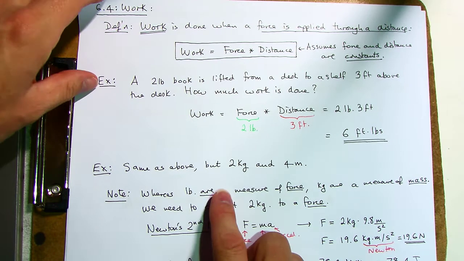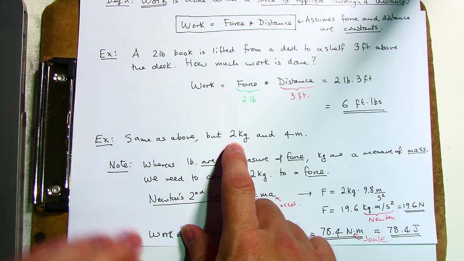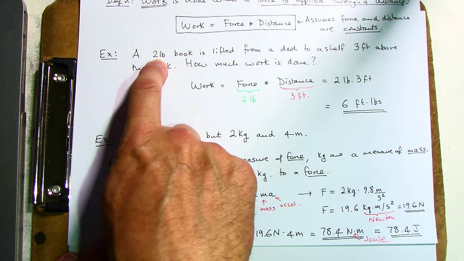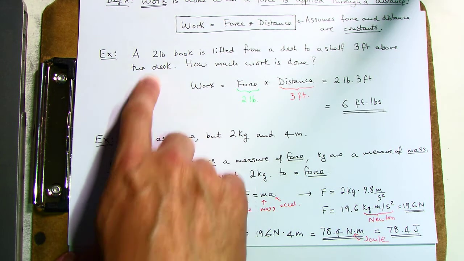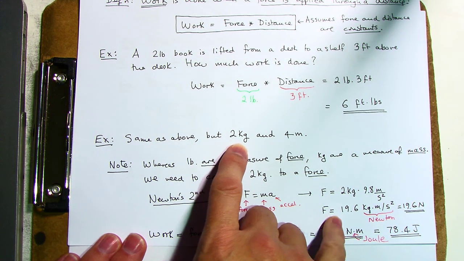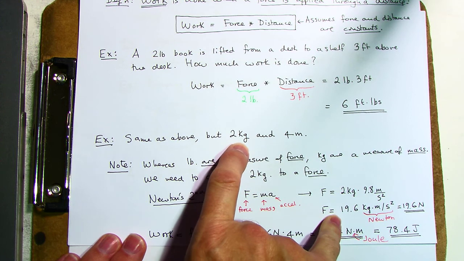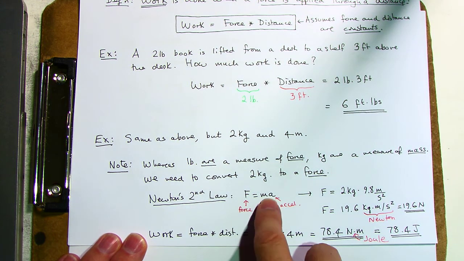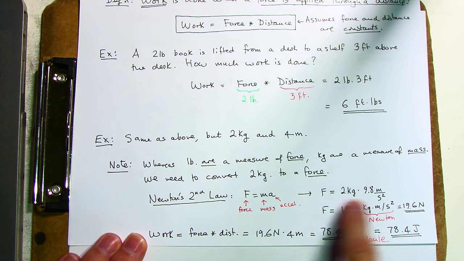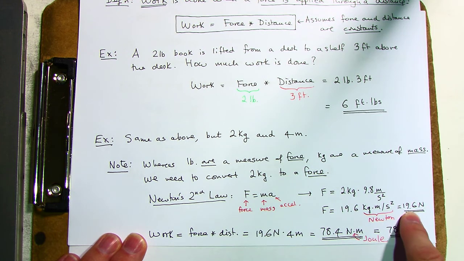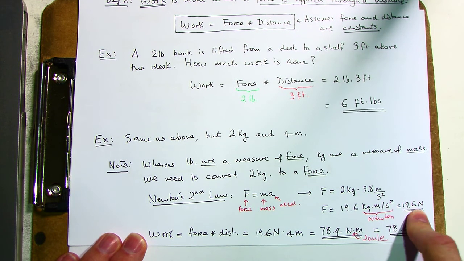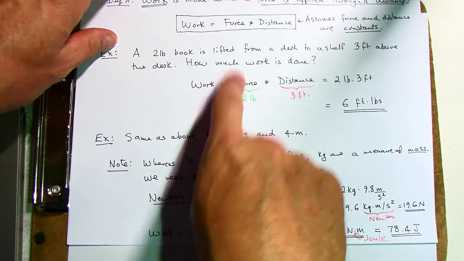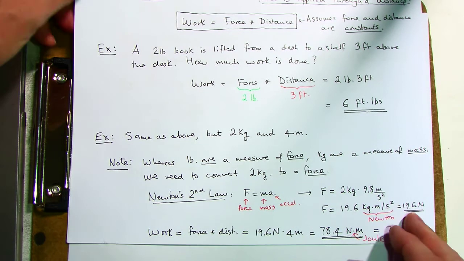We did mention that when you do the problems in metric, they will give you stuff in kilograms. That needs to be converted to a force. In the imperial system, pounds are already a measure of force, but in the metric system, kilograms are not a measure of force, they're a measure of mass. So to make that conversion, you need to use Newton's second law. You need to multiply the mass by acceleration due to gravity, which is 9.8. So you always have to do this. That's where that 19.6 newtons came from. It was the 9.8 times the 2 kilograms. Other than that, these are done the same way. It's just that initial conversion that has to be added.